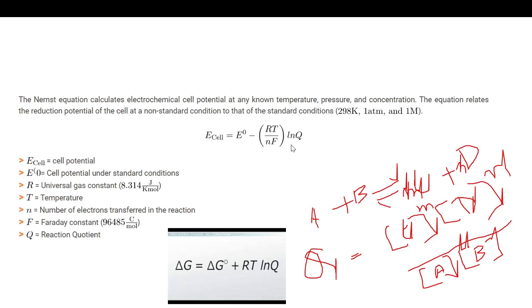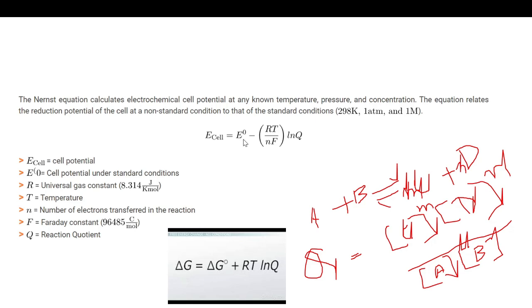To understand that, what is important is to know the Nernst equation. The Nernst equation gives a relation between the electrochemical potential at any known temperature, pressure and concentration. So it relates this electrochemical potential with your reaction quotient, and it is related to a known temperature. The equation relates the reduction potential of the cell at a non-standard condition to that of standard conditions.